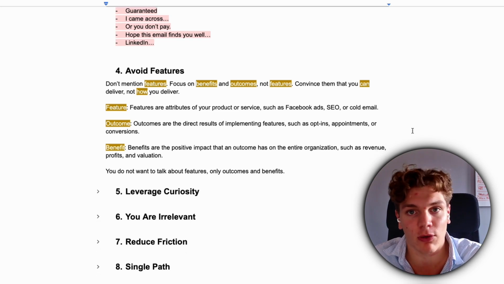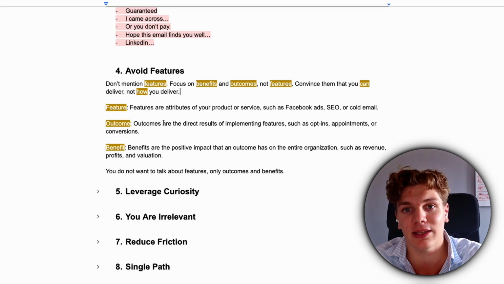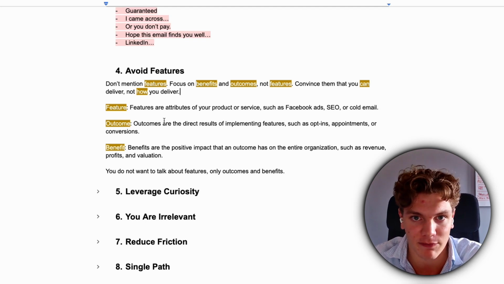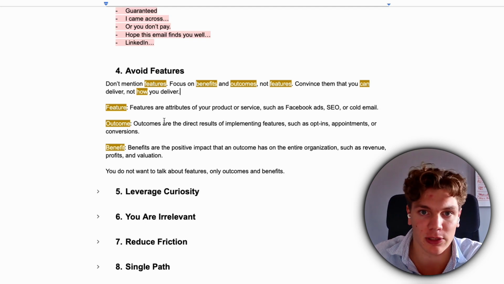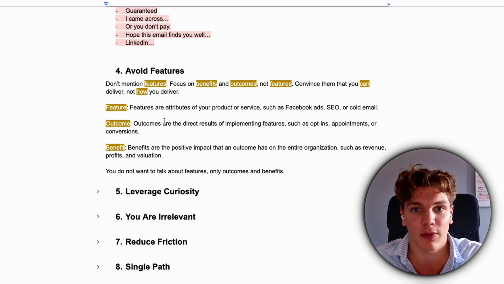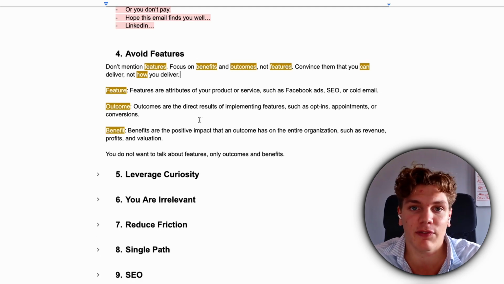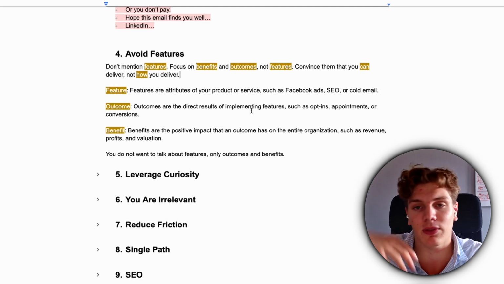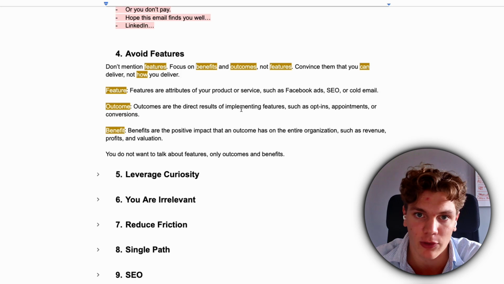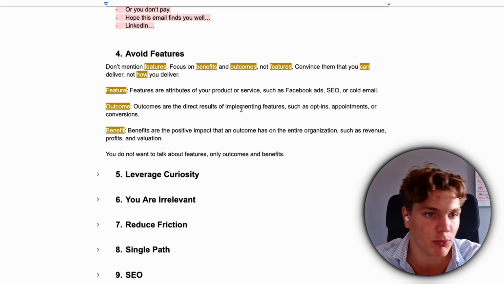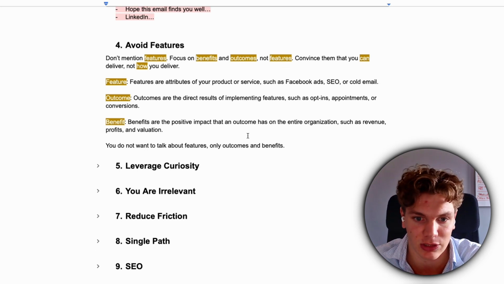And then we have the outcome, and outcomes are essentially the direct result of implementing features. So more appointments, more opt-ins, higher conversion rate, lower cost per customer. You get the idea. And benefits are the positive impact the outcomes have on the entire organization. So revenue, profits, and market valuation, essentially.